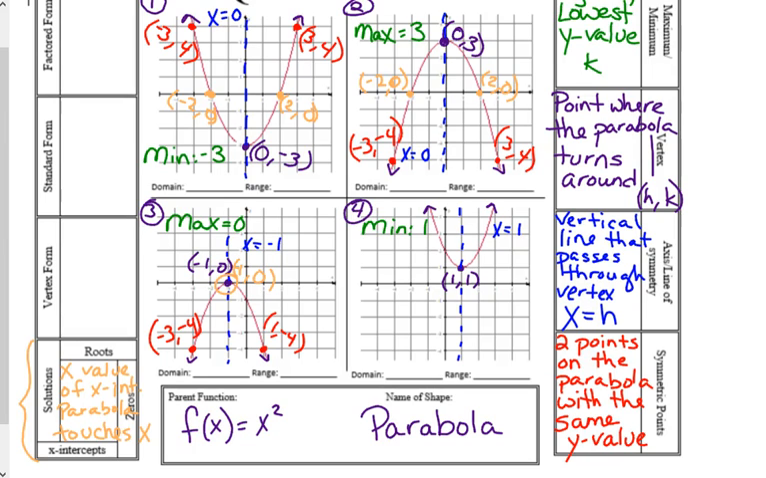And finally, we have number 4. Notice how number 4 does not cross the x-axis at all. It does not touch it or cross it. So this is going to have no real solutions.